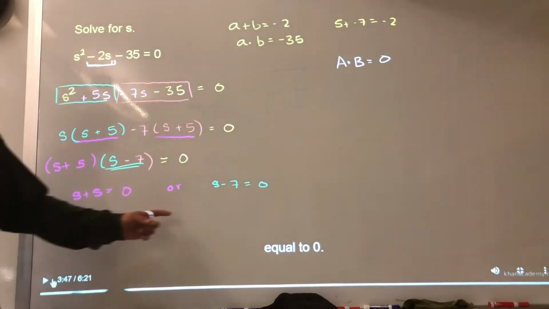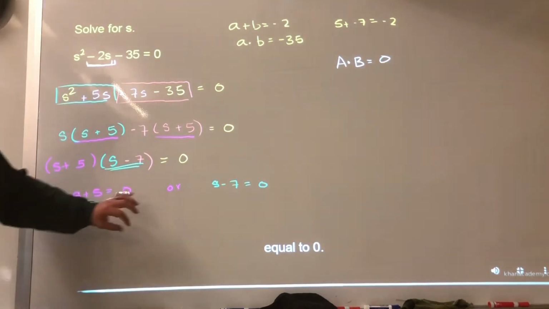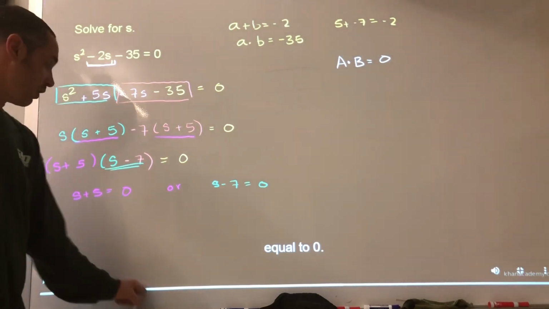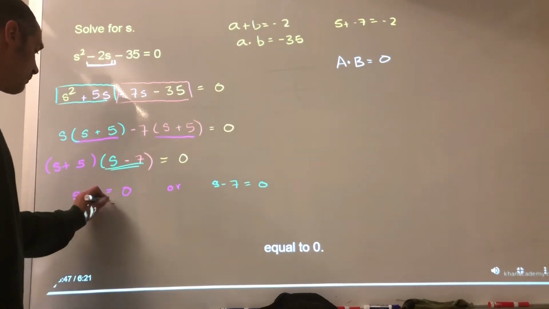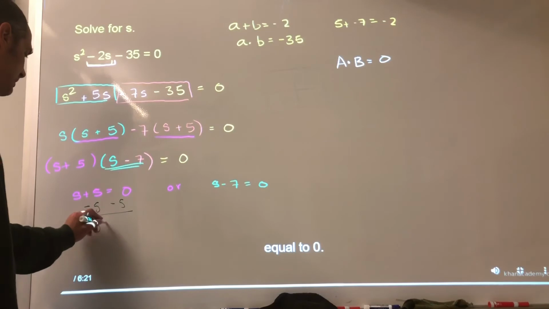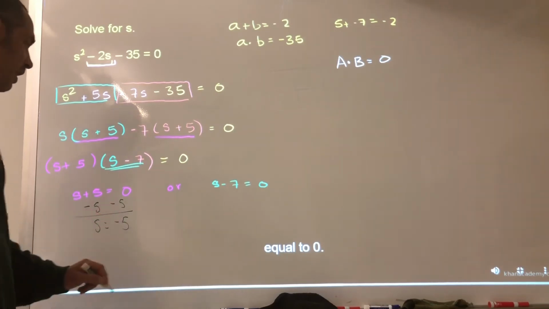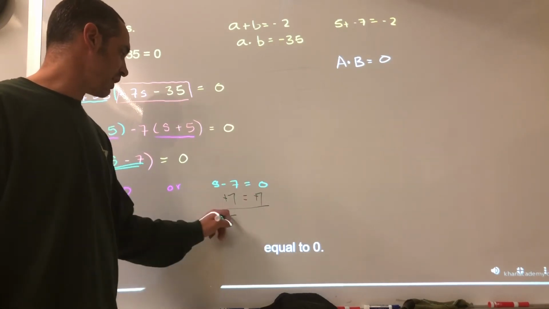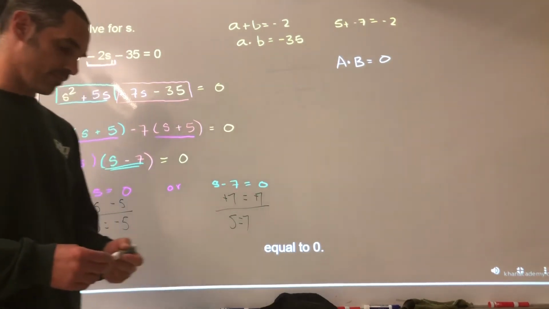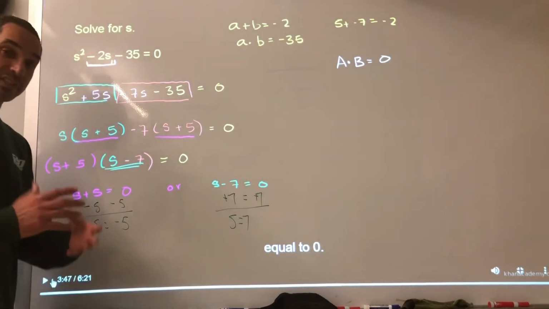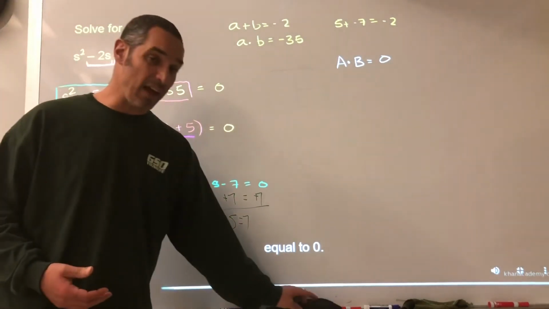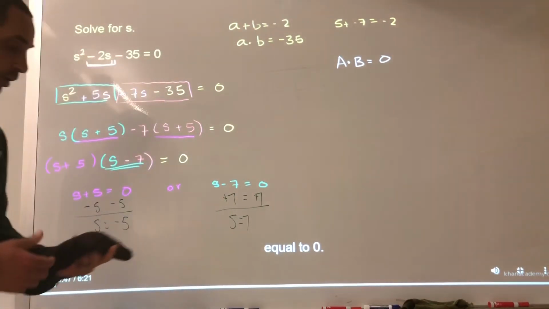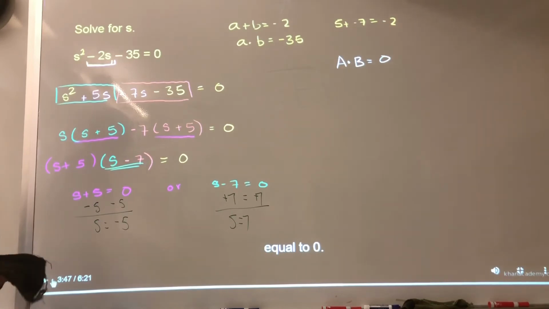And now he's setting each one equal to 0. So you might pause it here to do this math on your own and subtract 5 from each side and say s equals negative 5, and then add 7 to both sides and say s equals 7. And so I would be doing this on a separate sheet of paper. And then afterwards, I would play the video to verify that I knew what I was doing.